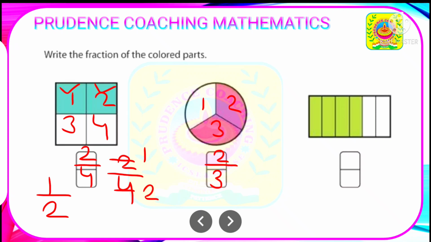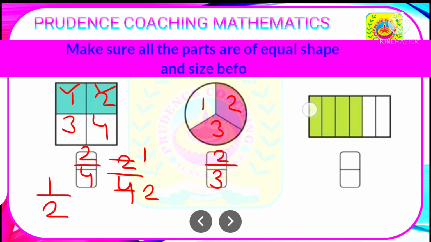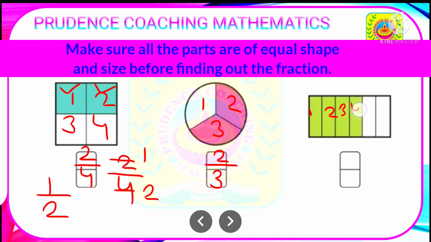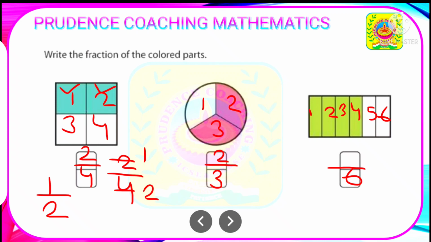Now let us move on to the next one. So here we have a rectangle, and this rectangle is equally divided into 1, 2, 3, 4, 5 and 6 parts. So you will write 6 in the denominator, as I have asked you to write the total number of parts in the denominator. Now find out how many parts are colored. 1, 2, 3, 4. So you will write here 4 by 6.